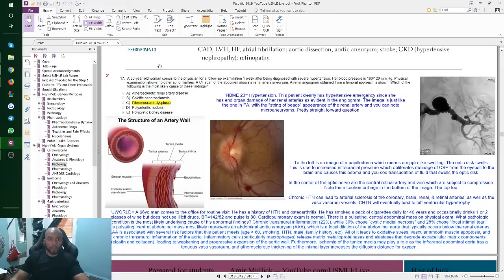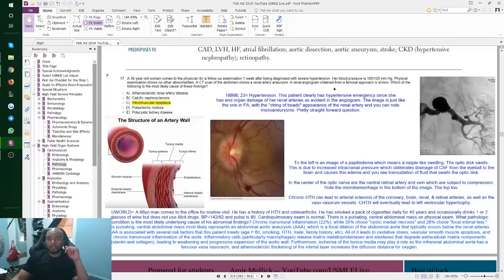A 36-year-old woman comes to the physician for a follow-up exam 1 week after being diagnosed with severe hypertension. Her blood pressure is in that range, right, 180 to 120. So that can be either urgency or emergency based off of whether or not she has end organ damage. Physical exam shows no other abnormalities. A CT scan of the abdomen shows a renal artery aneurysm.